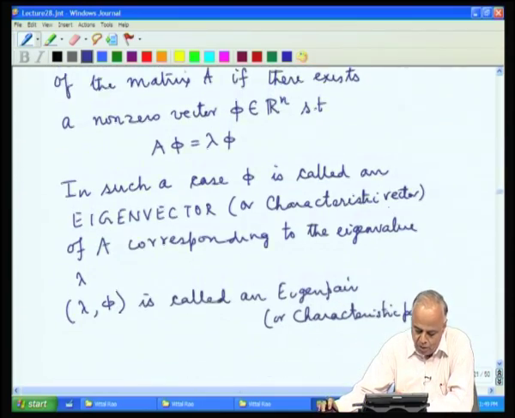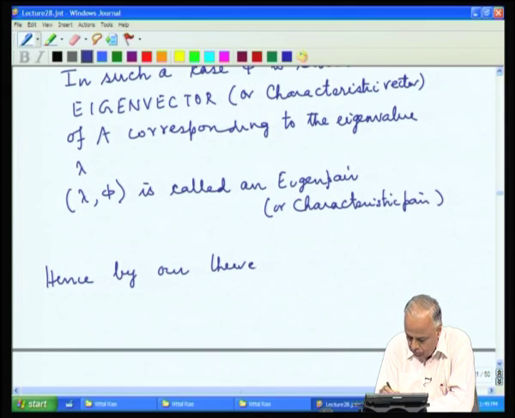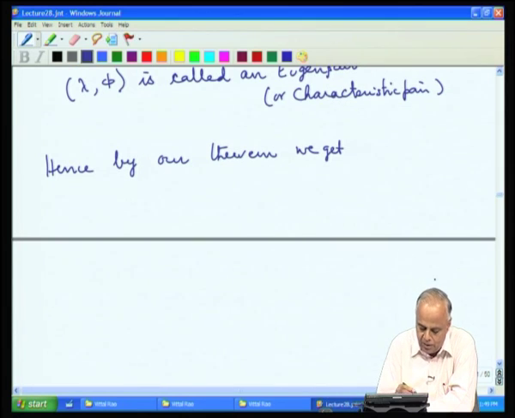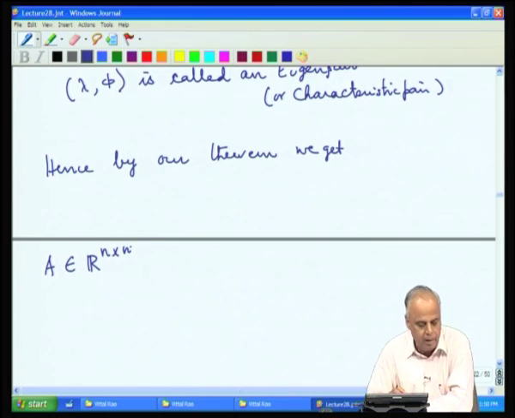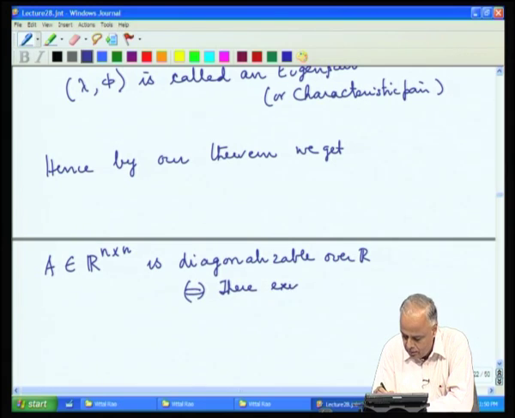So, the theorem can now be written as follows. By our theorem, in fact, the theorem can be rewritten in this language: A belonging to R n n, that is, A is a real n by n matrix, is diagonalizable over R if and only if there exist n eigenpairs.